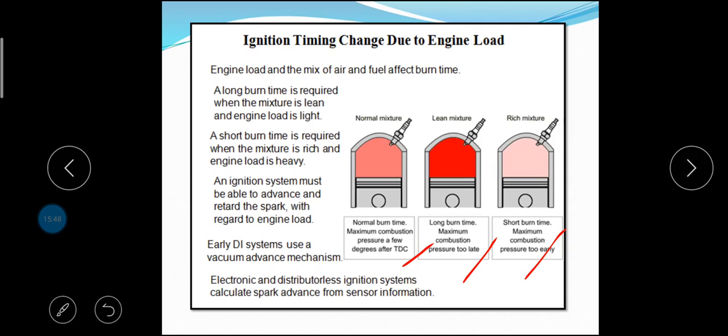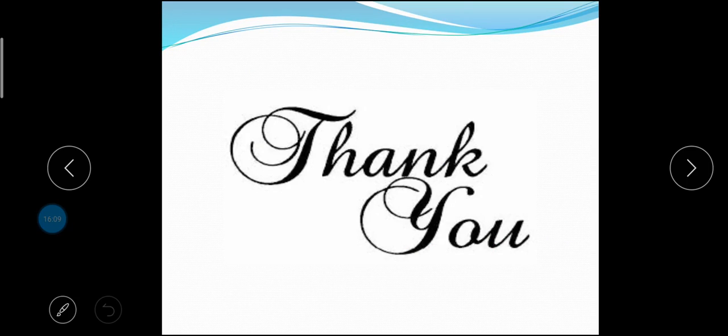Early DI systems use a vacuum advance mechanism. Electronic and distributorless ignition systems calculate spark advance from sensor information. This is all about ignition timing and how ignition timing changes due to engine speed and due to engine load. This is all about the ignition system related to internal combustion engines and automobile engineering.